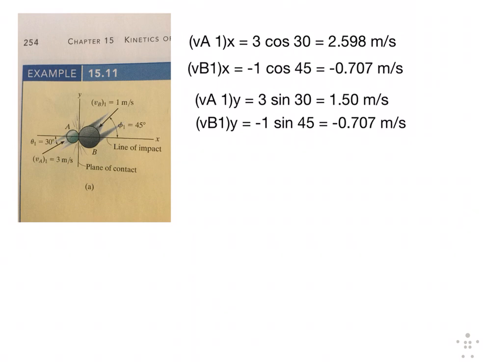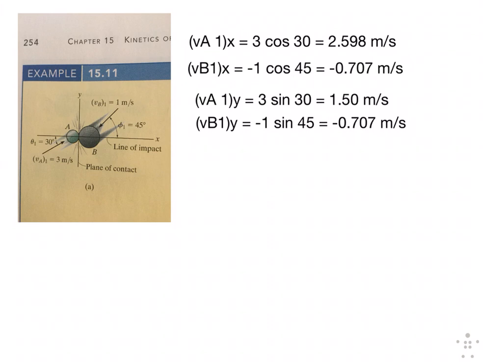So the first thing we're going to want to do is break up these velocities into x and y. As you can see here, I am showing each one of these. VA1x is 3 cosine of 30, which is 2.598 meters per second. Then we have the x component of VB1, the initial velocity along the x direction. It's a minus direction, minus cosine of 45, which is minus 0.707, and then we can do the same thing with our y direction. So just verify that for yourself. Make sure you understand how we're breaking up the components.